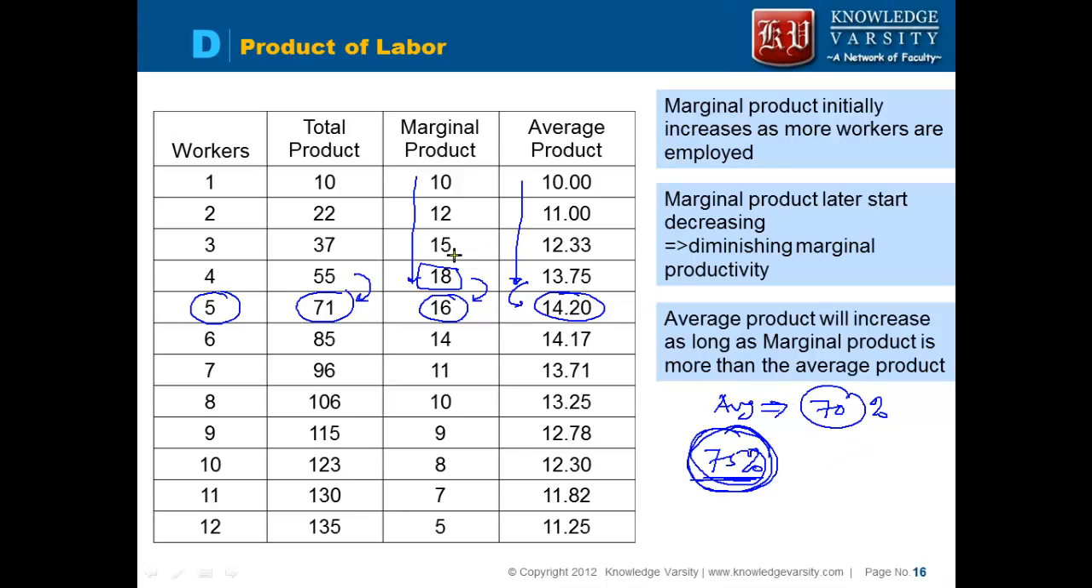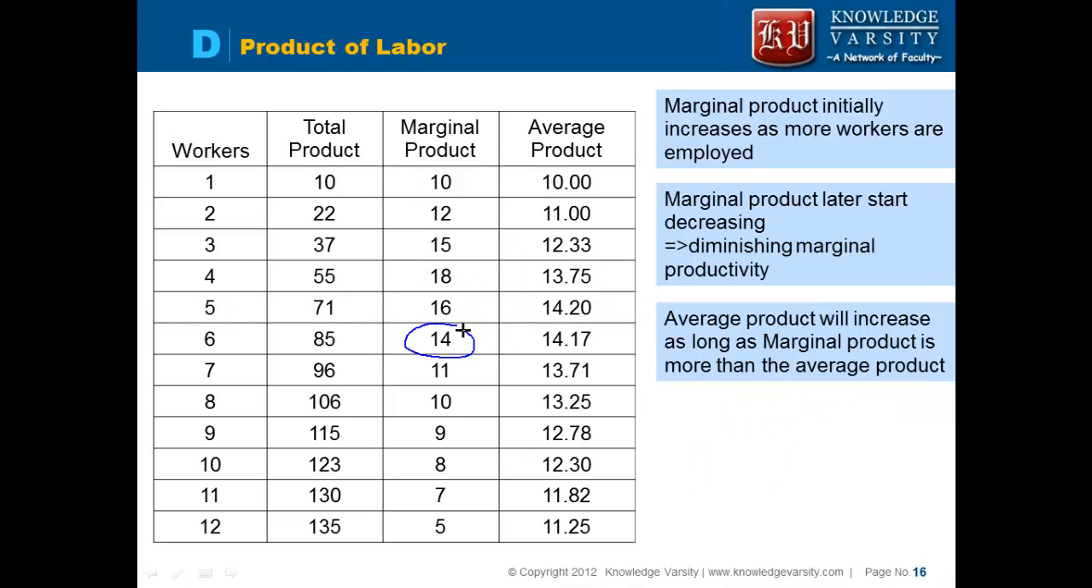So here also your marginal product. In hiring an additional worker, the marginal product is 16, which is more than the average product. So your average product is going to increase. See here, the next time the marginal product has become 14. So what will happen? The average product is going down. See, the moment you score less than the average, your average product will go down, right?